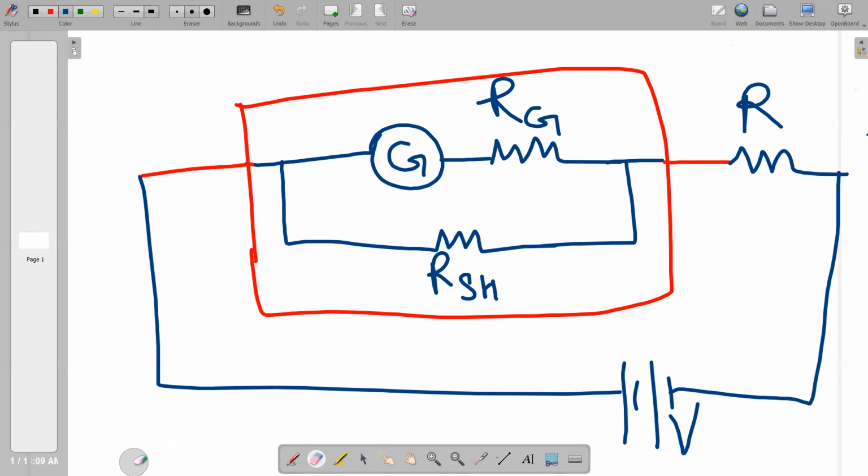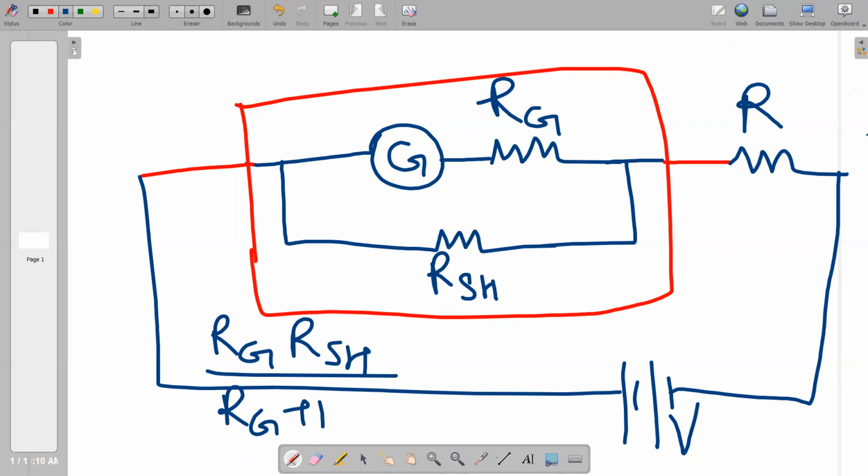Now, if we try to find the effective resistance of the ammeter, it will become Rg times RSH, because Rg and RSH are in parallel, divided by Rg plus RSH. Now the shunt resistance that we have chosen is very, very small compared to the galvanometer resistance. So Rg plus RSH is approximated to Rg only. RSH is very, very small, so we can ignore RSH in the denominator.